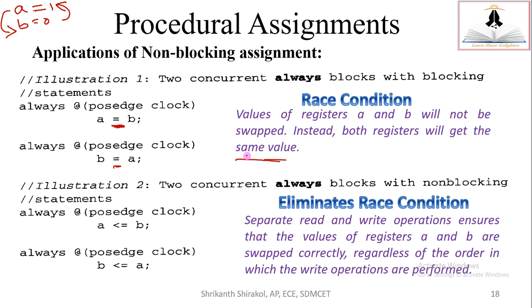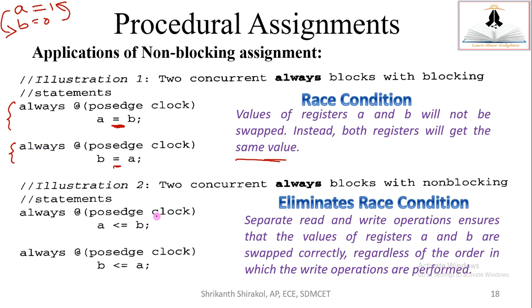A tries to dominate B based on the first always statement, but B says that I want to dominate A based on the second always statement. So this becomes undefined. A will not allow any new value to come onto it, and B also will not allow any new value to come onto it. This is called a race condition. This is one drawback of the blocking statement.